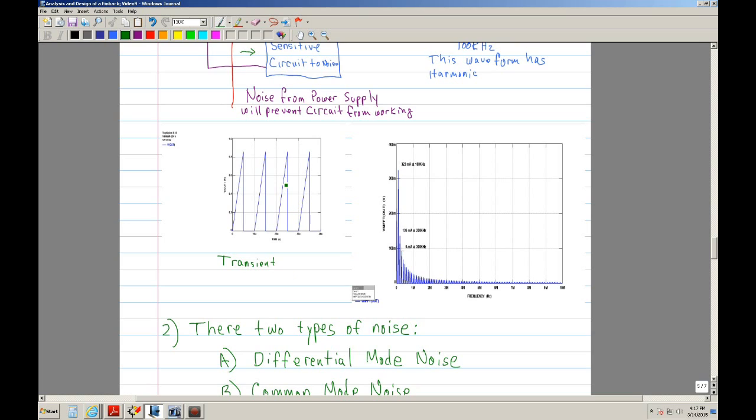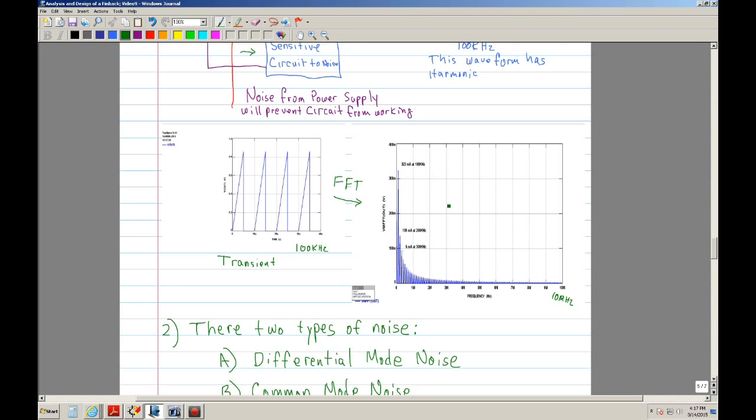Now these edges have a lot of harmonic content. Remember, this is running at 100 kilohertz, but in reality you have a lot of harmonics that extend up in frequency. So if you do an FFT, a fast Fourier transform, you'll see that this signal has harmonics that extend way past 10 megahertz.